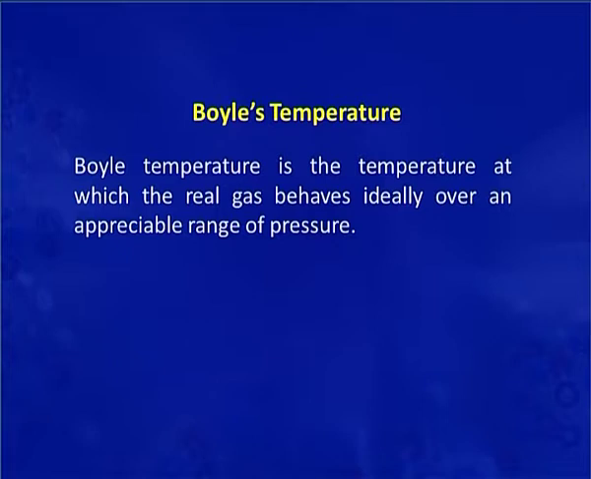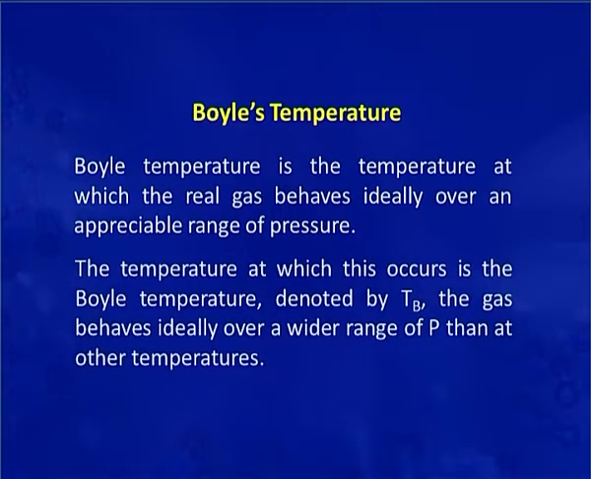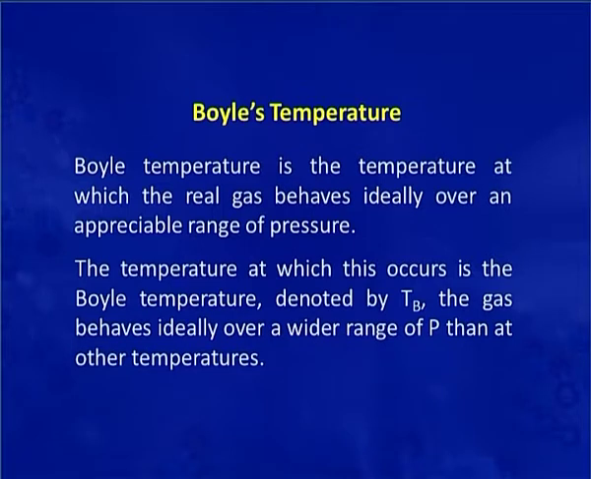So, what is this Boyle temperature? Boyle temperature is the temperature at which real gases behave ideally over an appreciable range of pressure, because ideal gases strictly follow Boyle's and Charles' law. So, in this range real gases are showing ideal character. So, this temperature is known as Boyle's temperature.